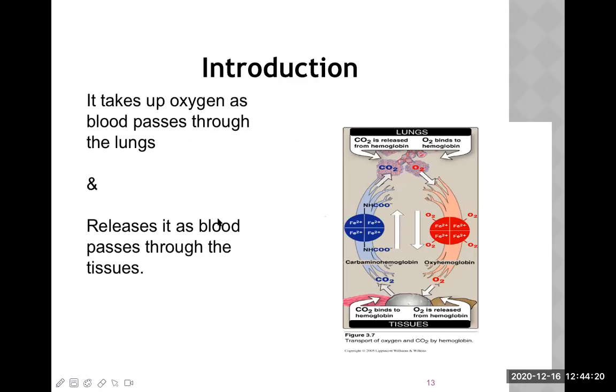Now, this is the function of hemoglobin. It takes up oxygen as the blood passes through the lung and releases it as the blood passes through the tissue. Okay, and vice versa is also true. In the tissue, it will bind with carbon dioxide, and that carbon dioxide is given, okay, inside the lung, and carbon dioxide is exhaled outside. This is also done by hemoglobin. So you can see here, this is a very basic function of hemoglobin. We already know that.